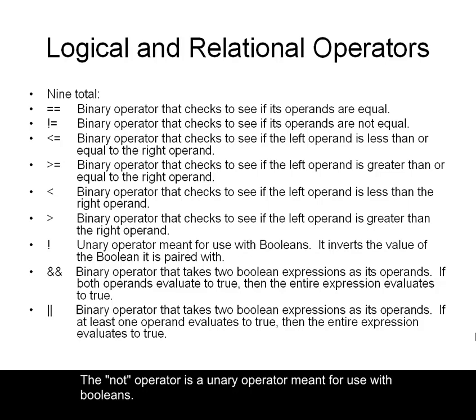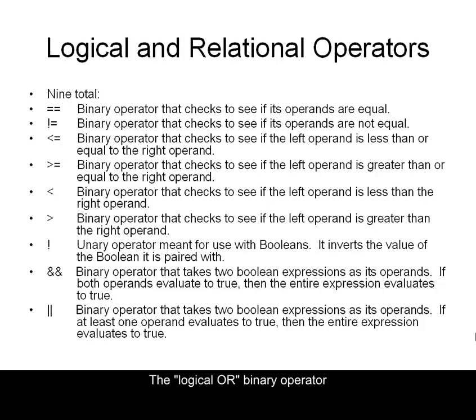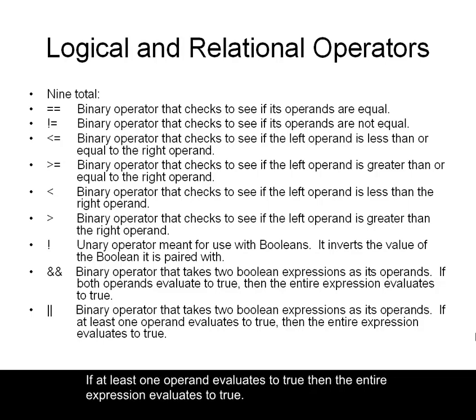The not operator is a unary operator meant for use with Booleans. It inverts the value of the Boolean or Boolean expression it is paired with. The logical and binary operator takes two Boolean expressions as its operands. If both operands evaluate to true, then the entire expression evaluates to true. The logical or binary operator takes two Boolean expressions as its operands. If at least one operand evaluates to true, then the entire expression evaluates to true.